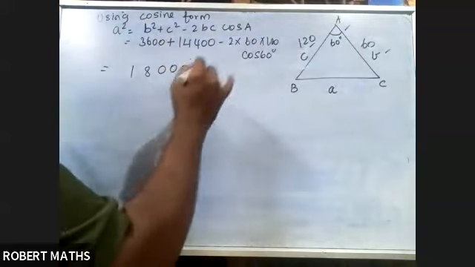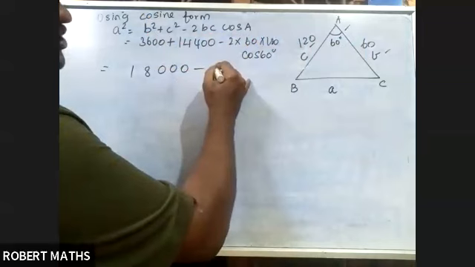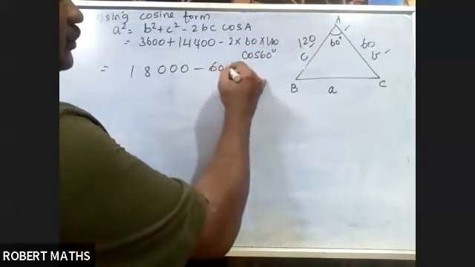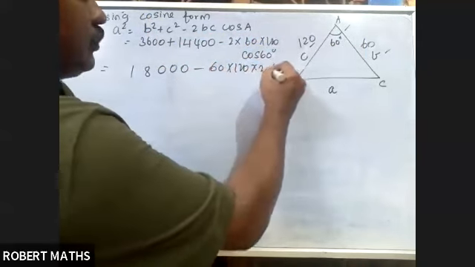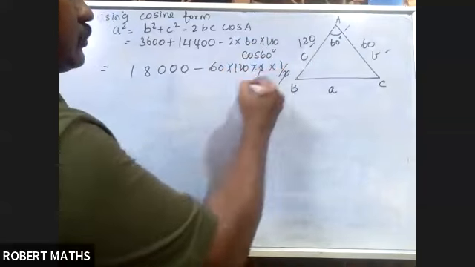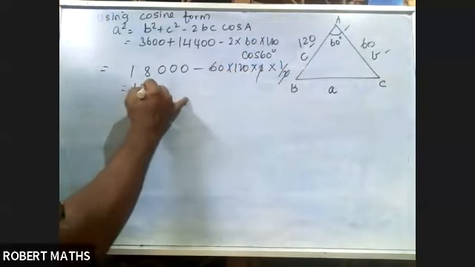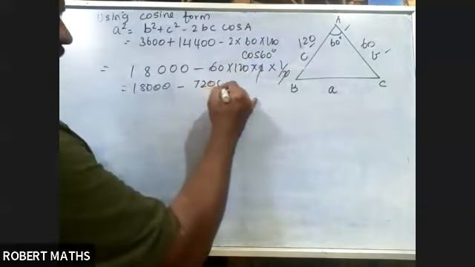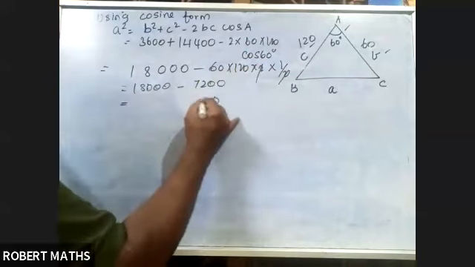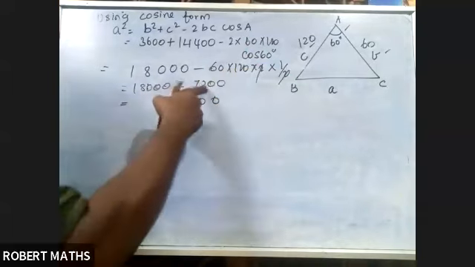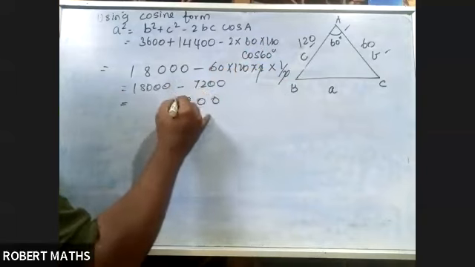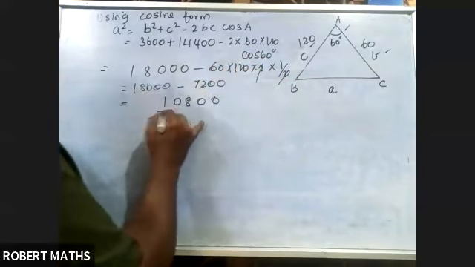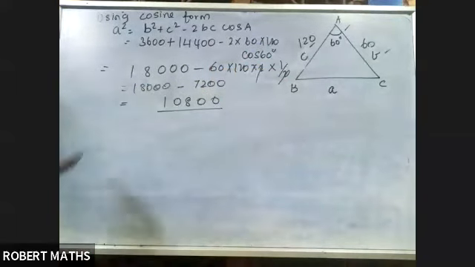So 18,000 minus 2 into 60 into 120 into cos 60 degree, which is 1 by 2. The 2 cancels. We get 18,000 minus 60 into 120, which is equal to 7,200. We get 10,800. Your A square is equal to 10,800.